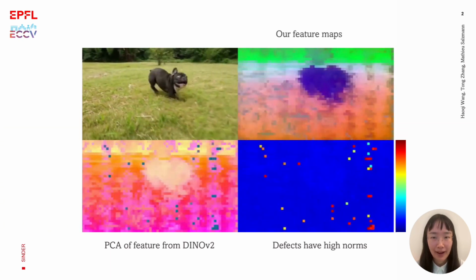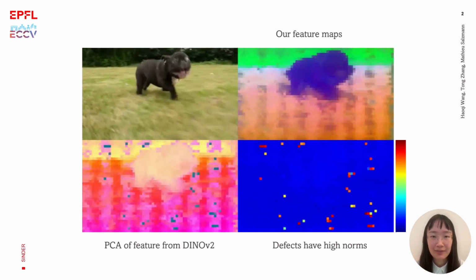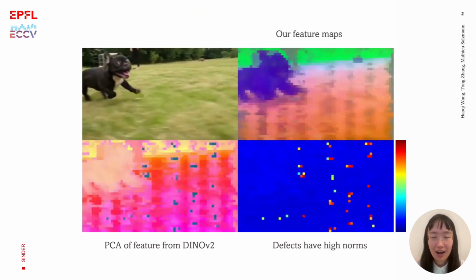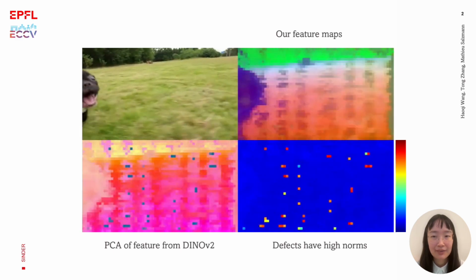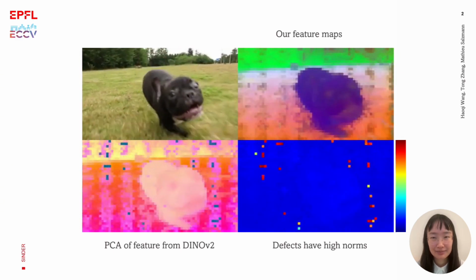Our paper can repair these defective tokens, as shown in the feature maps. It is very clear that the defective tokens have disappeared, and we have spatially smoothed and semantically coherent feature maps.